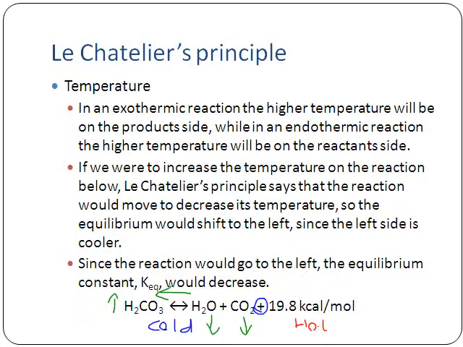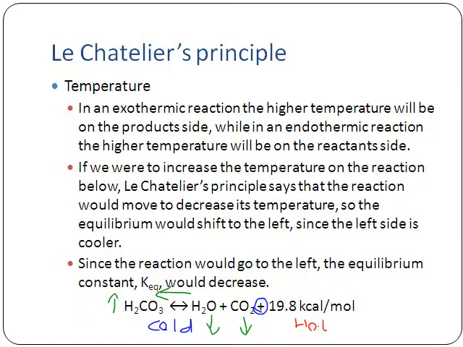But that's not true for temperature. With temperature, the equilibrium constant will change. Equilibrium constants are given for any particular reaction at a certain temperature. If I heat this system up, it's going to make the reaction want to go to the left side, and since we said that KEQ gets smaller on the left, it's going to make KEQ go down. So since the reaction goes to the left, the equilibrium constant would decrease.